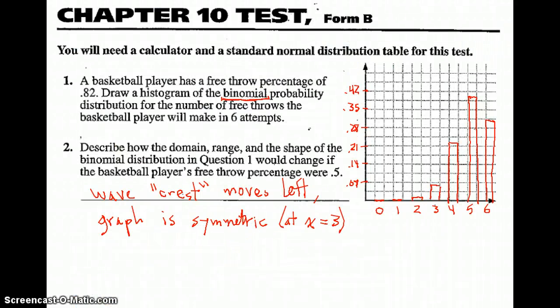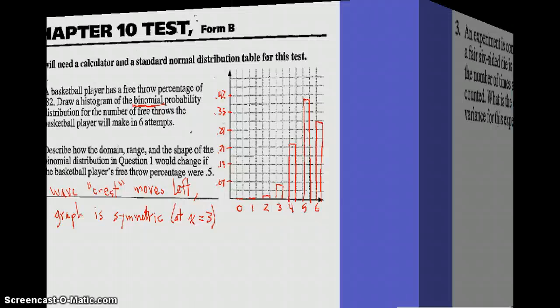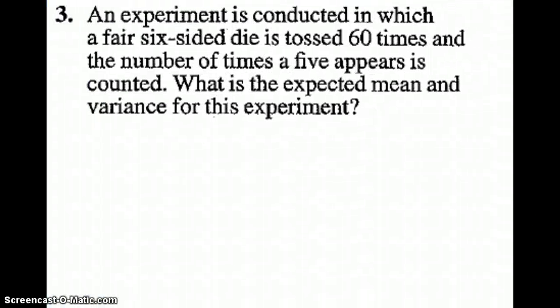Okay, great. Number 3. An experiment is conducted in which a fair 6-sided die is tossed 60 times and the number of times a 5 appears is counted. What's the expected mean and variance for this experiment? Okay. n here is 60. Now here's the thing, the plan on this. Are we talking about a normal PDF or normal distribution? Are we talking about a binomial distribution? Are we talking about neither? This one, it's really just asking about mean and variance.